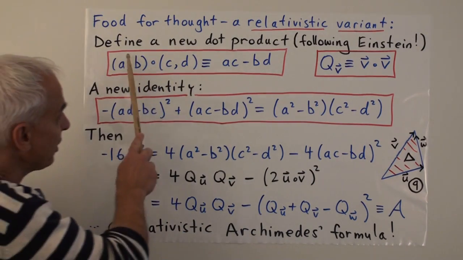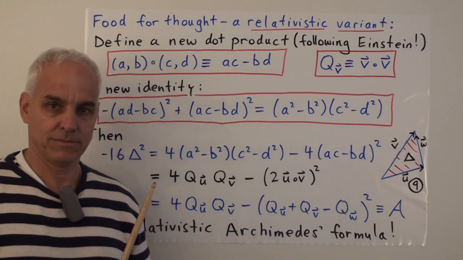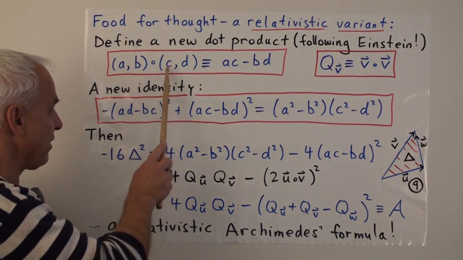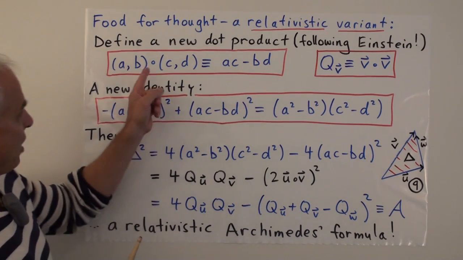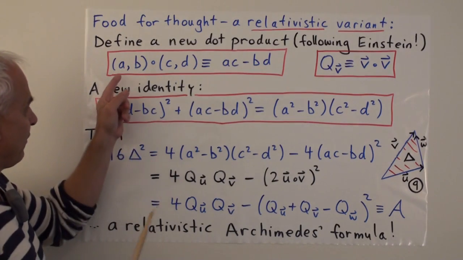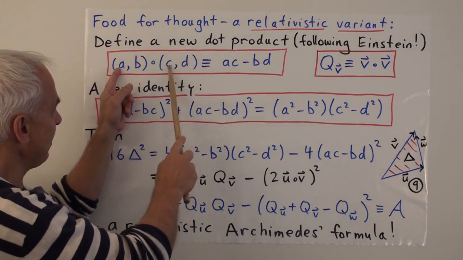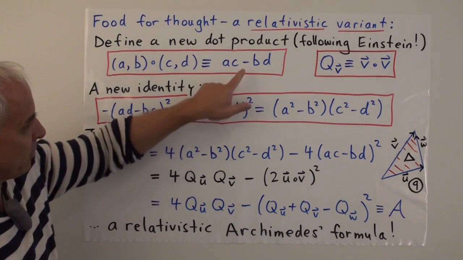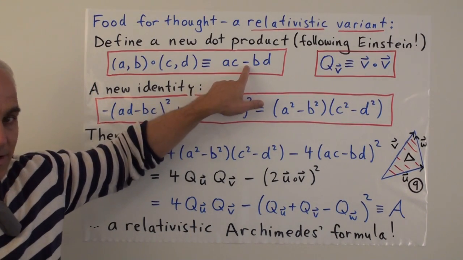All right, first of all, we're going to define a new dot product. Okay, we're still working with vectors in the plane, and we have vector AB and another vector CD. Let's define a new dot product, denoted with a little bit of a circle there, to be AC minus BD. Just like the usual Euclidean one, except there's a minus sign there instead of a plus sign.